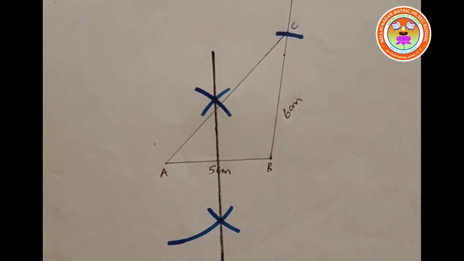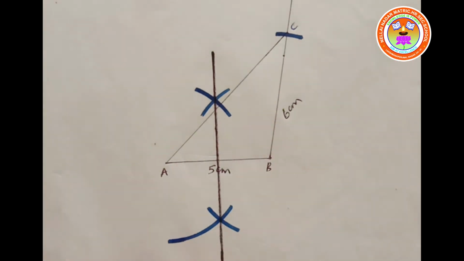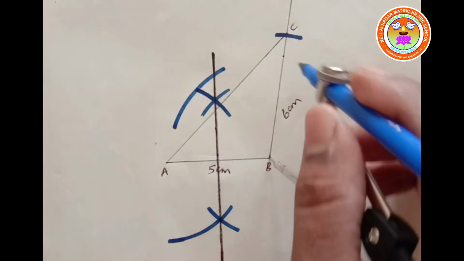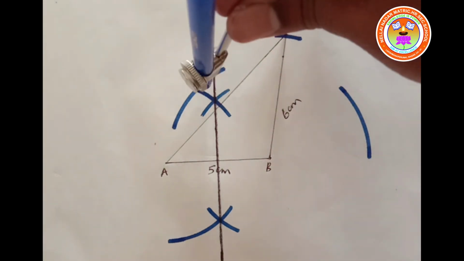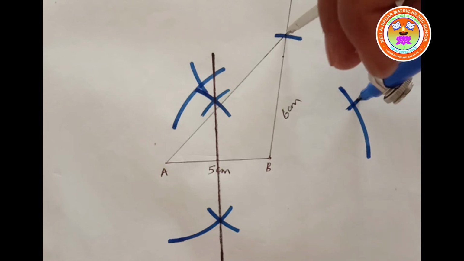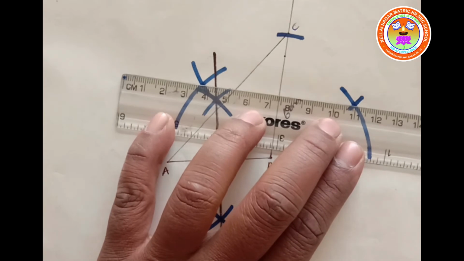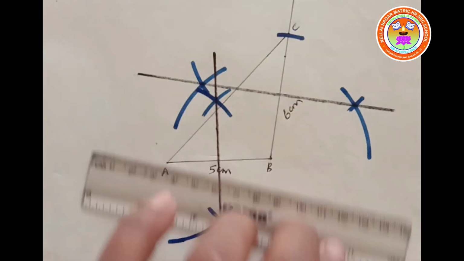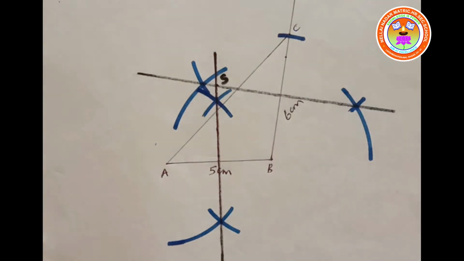Same way for the line BC, you are going to draw a perpendicular bisector. B as center, and C as center, it should cut the previous arc. Now draw a perpendicular bisector. Draw a line. Both the perpendicular bisectors intersect at the point S.